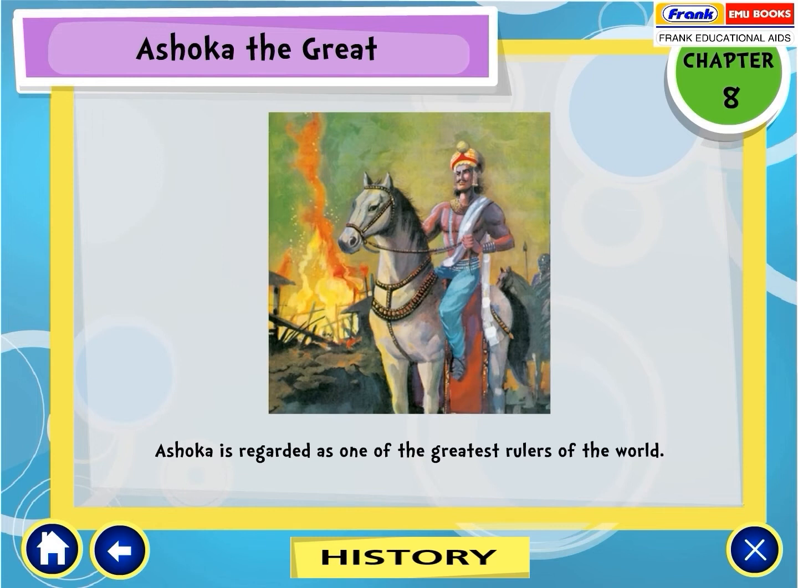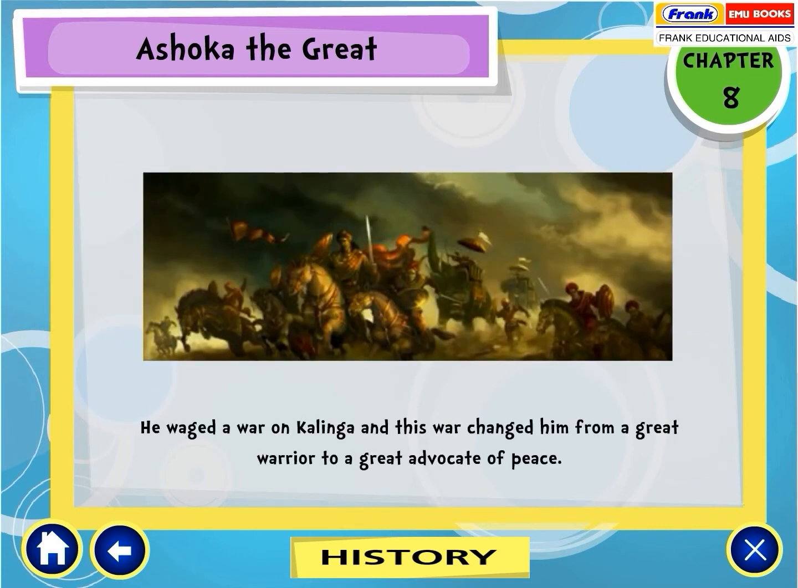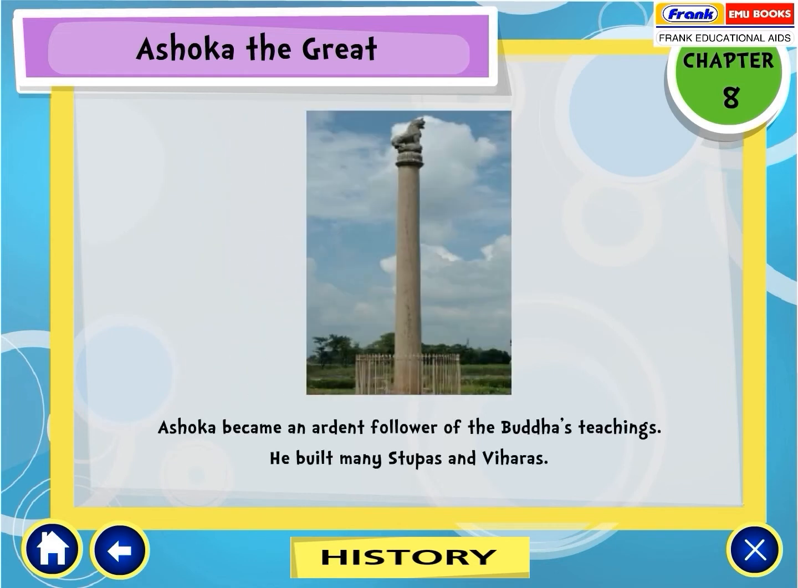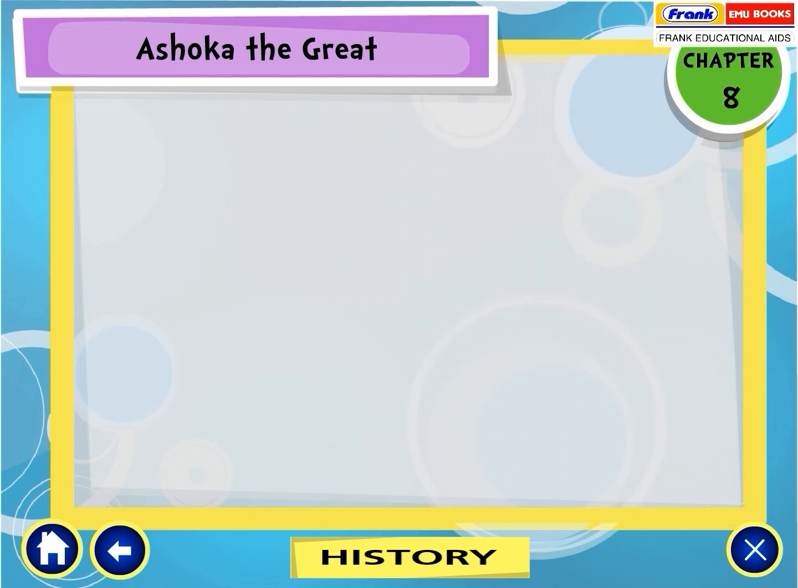Ashoka is regarded as one of the greatest rulers of the world. He waged a war on Kalinga, and this war changed him from a great warrior to a great advocate of peace. Ashoka became an ardent follower of the Buddha's teachings. He built many stupas and viharas. Most of Ashoka's edicts are about Dhamma, which was a code of conduct and a way of life.